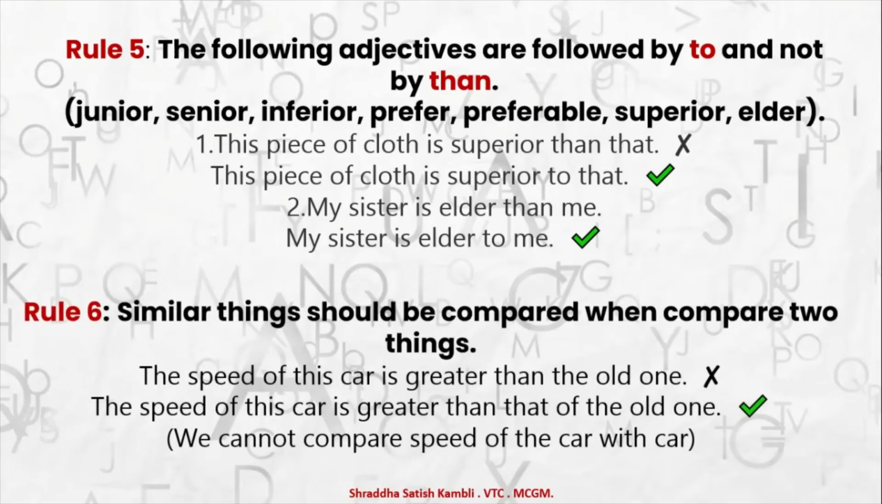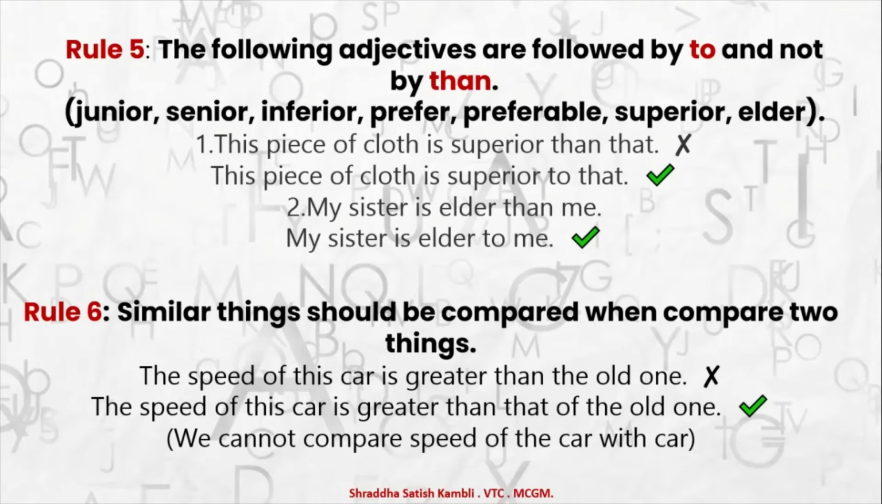Similar things should be compared when you compare two things. You cannot compare two things which are not at all similar. For example, I cannot compare an animal with a flower. I cannot compare a non-living thing with a living thing. So similar things should be compared always, and comparison should not be made between things which have nothing in common. For example, the speed of this car is greater than the old one. So now what are you doing? You're comparing the speed of the car with the old car. You're not comparing it with the speed of the old car. Your sentence formation is wrong.